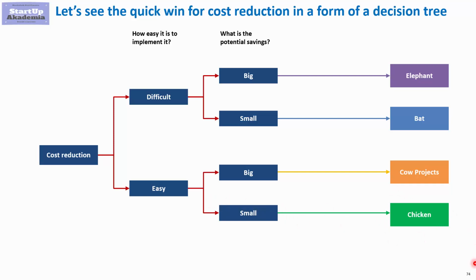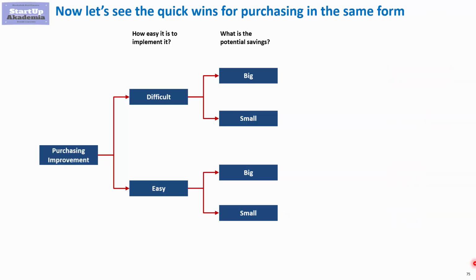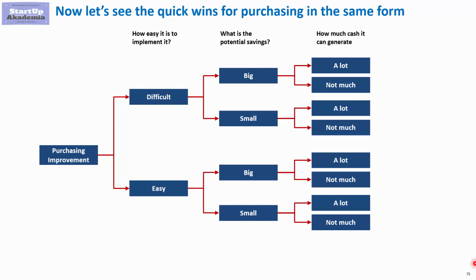In the case of purchasing, as we said, we have this third dimension, so how much cash they generate. So if we add this to this decision tree, here we would have 2 options again. So generating a lot of cash and not much for every option. Thanks to adding how much cash it can generate, we can obviously try to pinpoint which projects are interesting for us and how to set priorities. So as we said, if it's difficult, big, then it's elephant, and this is what we've got here. As you can see, it can be either big when it comes to potential savings or big in the sense of generating a lot of cash.